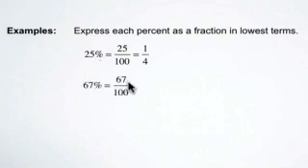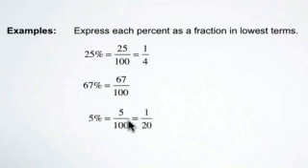67% is 67 over 100. 67 is a prime number. The only numbers that go into it are 1 and itself, and 67 does not go into 100, so there's no number we can use to divide top and bottom evenly to make it smaller, so that is already in lowest terms. 5%, 5 over 100.